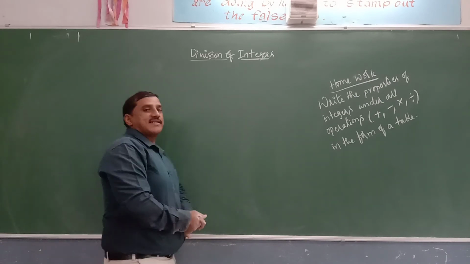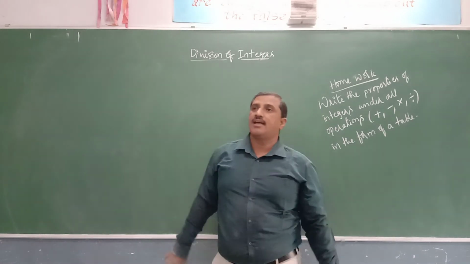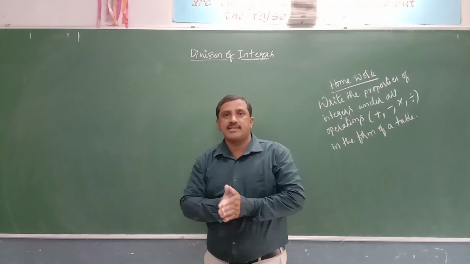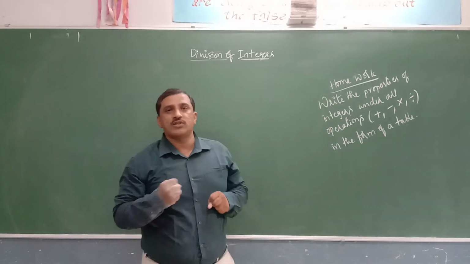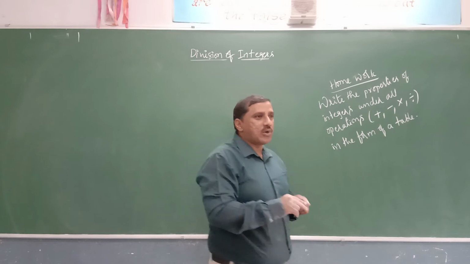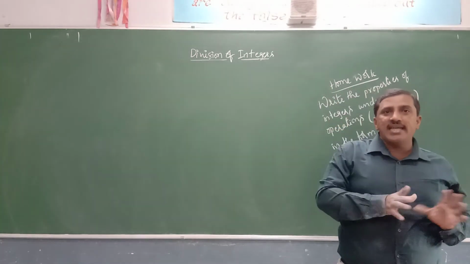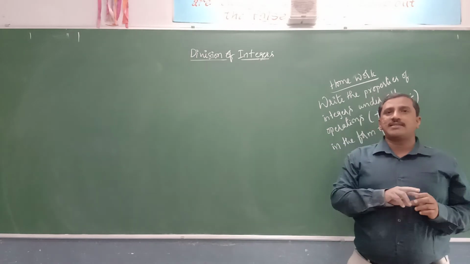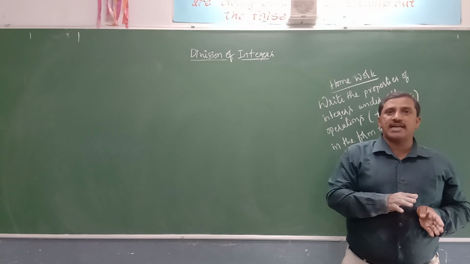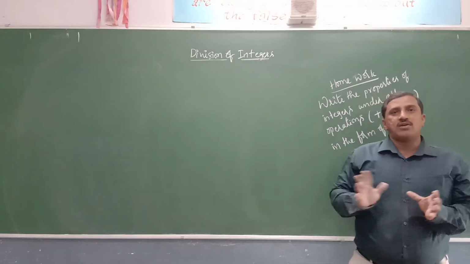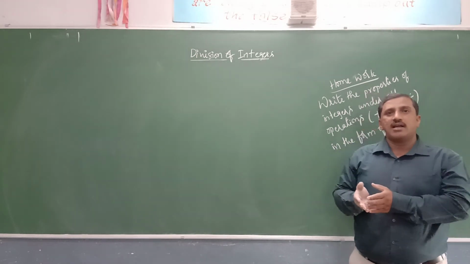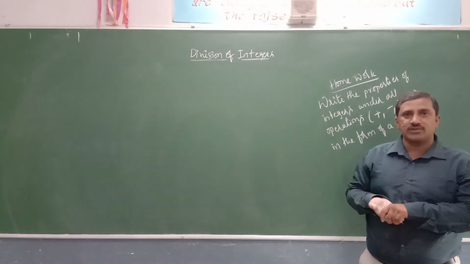So what we discussed in this class today is division of integers and the properties of integers under division. How to divide two positive integers? Ignore the sign, divide the numbers as whole numbers and put the positive sign before the quotient. Similarly, how to divide two negative integers? Again ignore the signs, divide the numbers as whole numbers, and put the positive sign. When the signs are the same, we get a positive sign.